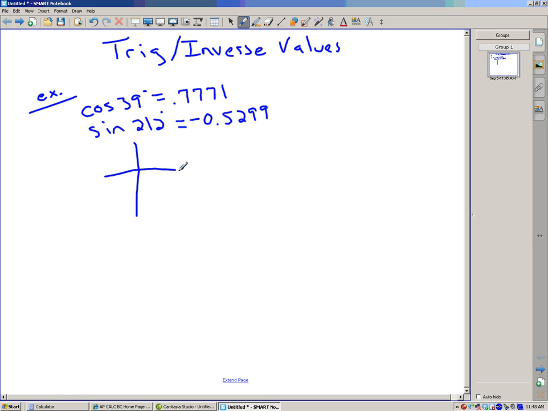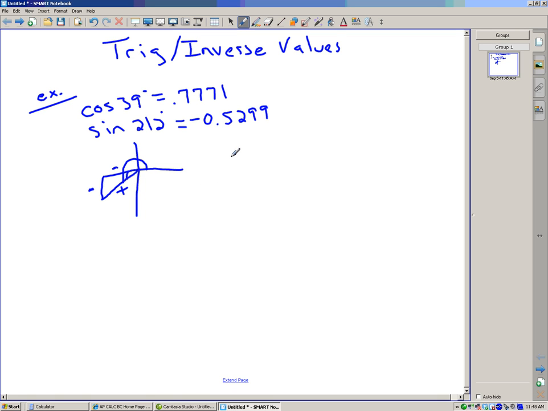Where is 212 degrees? Whoa, that x-axis is really bent. 212 degrees, sorry, is over here in quadrant 3. And in quadrant 3, from our reference angle, what's this opposite side? This opposite side is negative. And the adjacent side is also negative, and the hypotenuse, of course, is positive. And sine is opposite over hypotenuse. That's why that worked out to be negative.